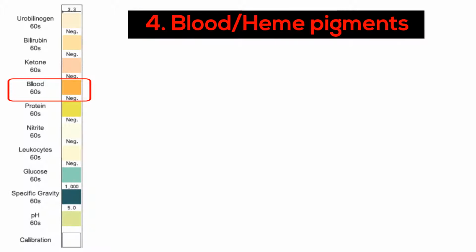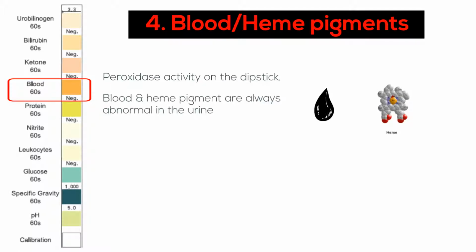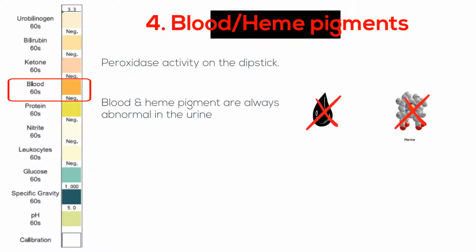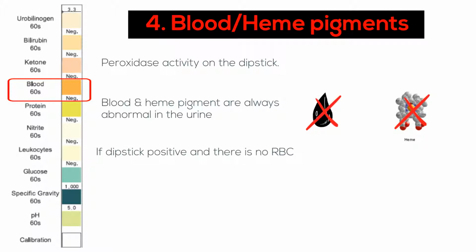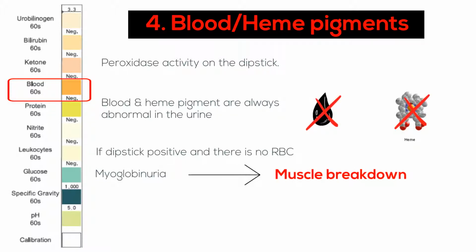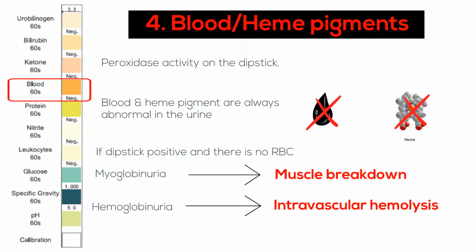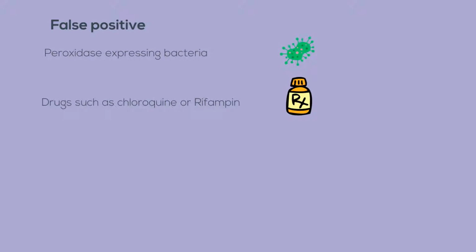Blood, heme pigments. The way blood is picked up on dipstick is that peroxidase activity is detected. You may see blood or heme pigment in your urine. This is always abnormal. If RBCs are absent but blood is still positive, this could be myoglobinuria, which could be secondary to muscle breakdown, or hemoglobinuria, which could be secondary to intravascular hemolysis. A false positive can occur when there is peroxidase-expressing bacteria or drugs such as chloroquine or rifampin.